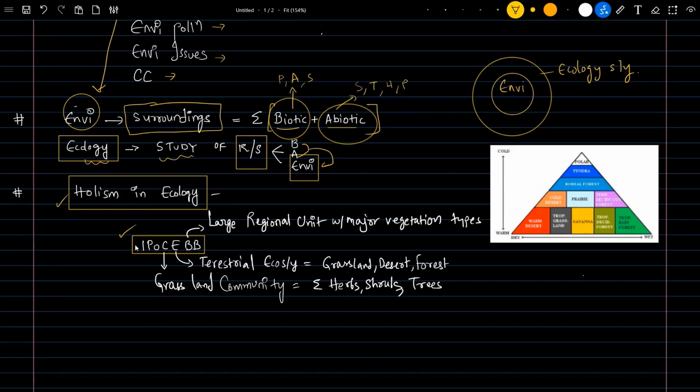So I P C E B B. Here I means individual, P means population, C means community, E means ecosystem, B is biome, and this last B is biosphere.